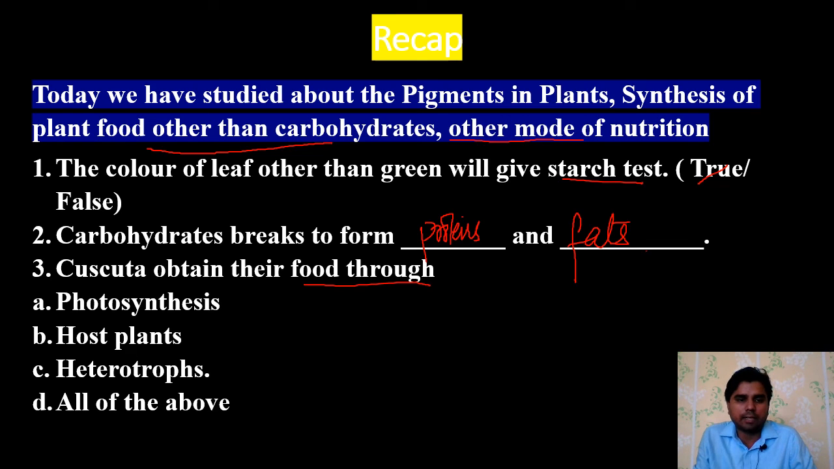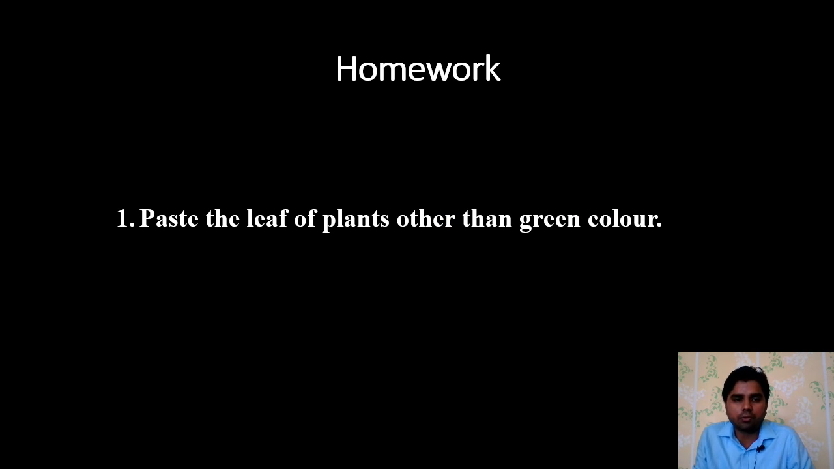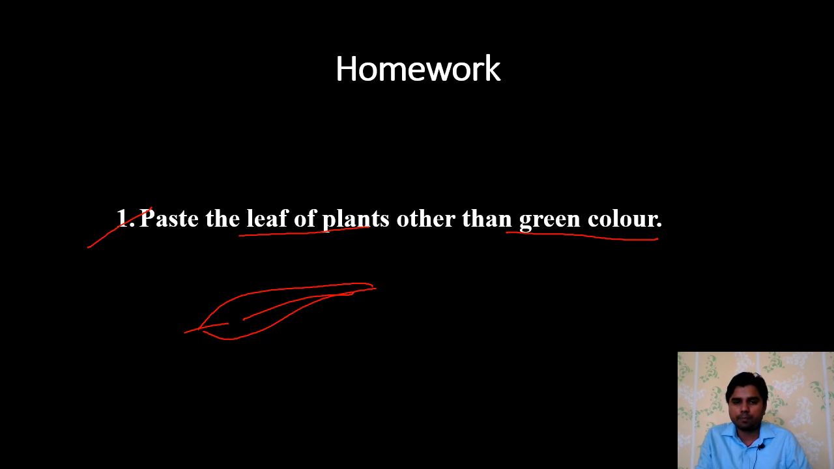Yes, so Cuscuta plant obtains its food through the host plant, because it does not have green pigment, so it totally depends upon the host plant for its nutrition. So students, there is one homework for you. You have to paste the leaf of a plant other than green color. You have to go around your society, your park or the field behind your houses in your city, and collect leaves which are not green, and not yellow, because yellow color is basically a dried leaf.